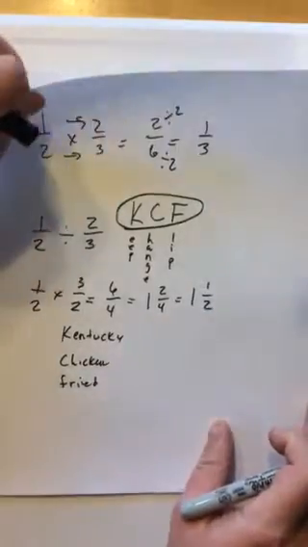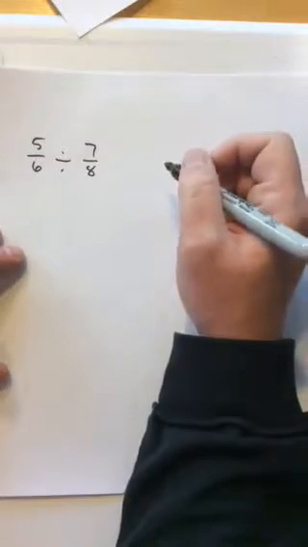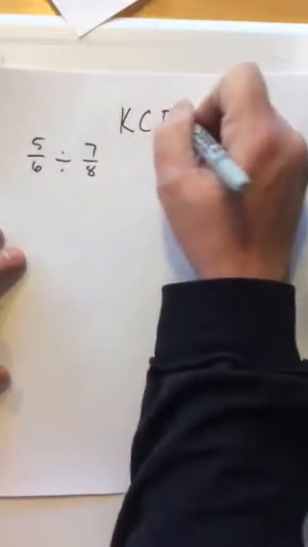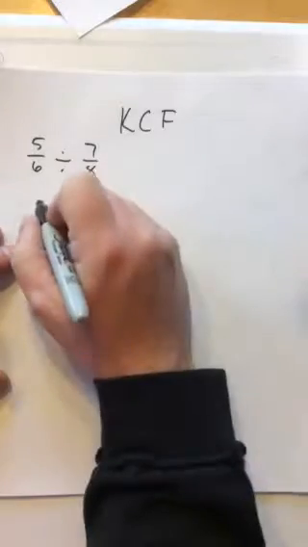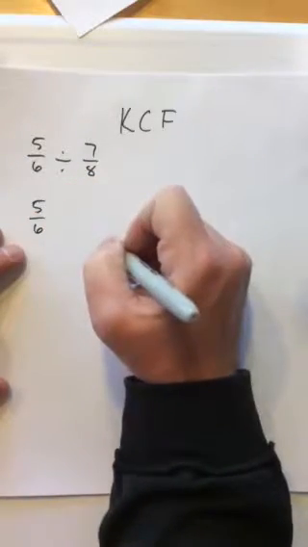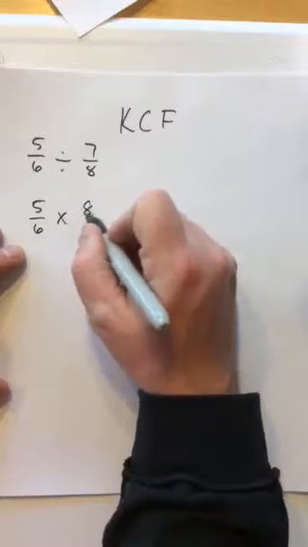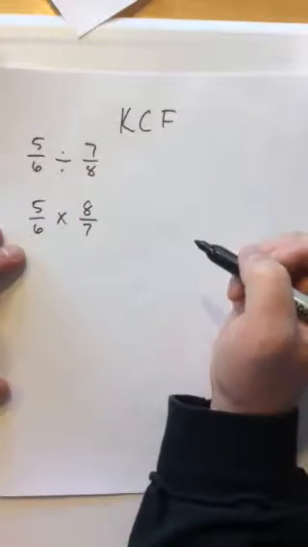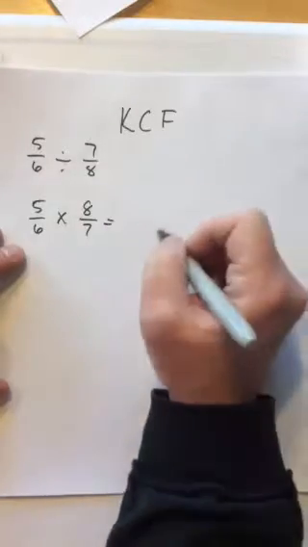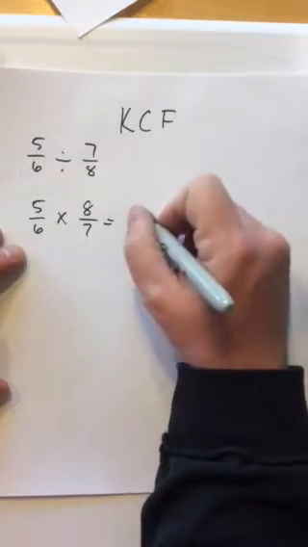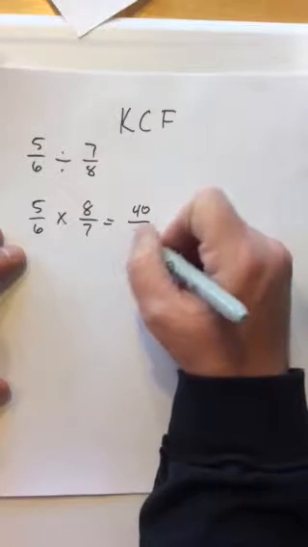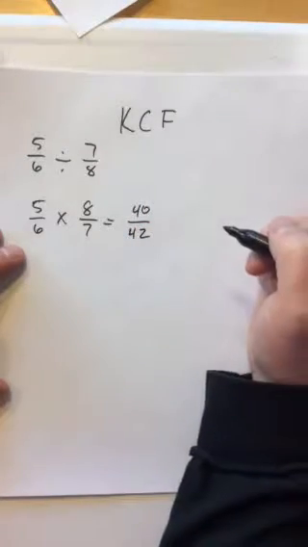So let's look at another example quickly. So we can take 5/6, we can divide it by 7/8, okay? And remembering that we must use our KCF, we're going to keep our first one, we're going to change our operation, and we're going to flip our second fraction. Then, again, you just multiply straight across. 5 times 8 is 40. 6 times 7 is 42.